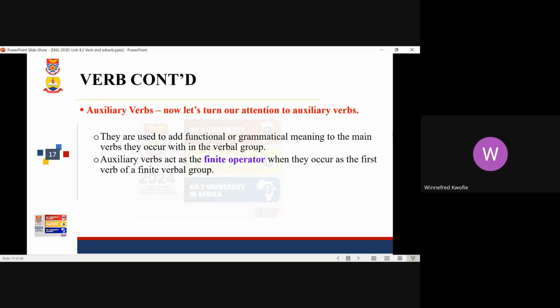So the auxiliary verbs are there to support the main verbs. You already know that auxiliary verbs are functional words or grammatical markers because they don't make meaning on their own. They just support the main verbs to make meaning.